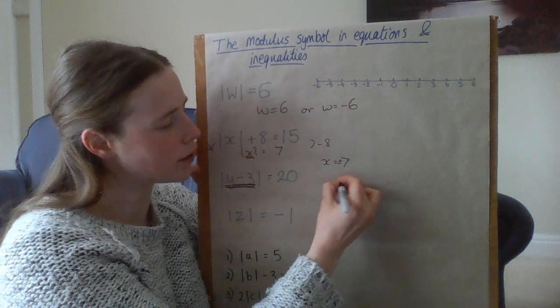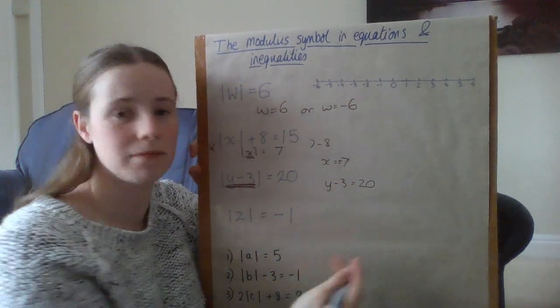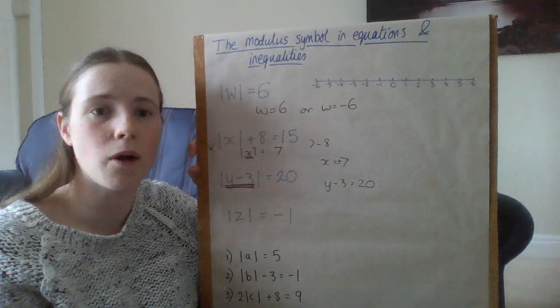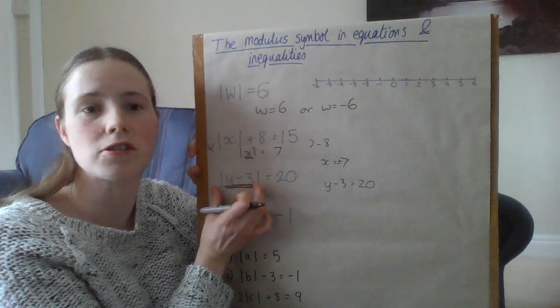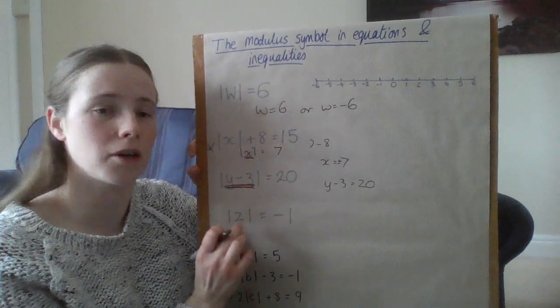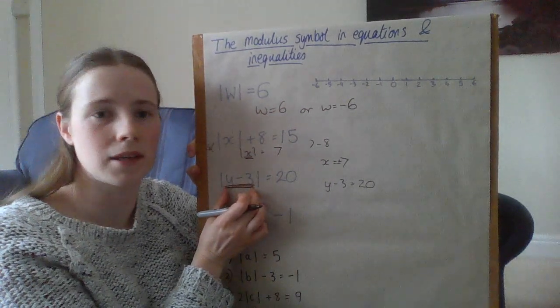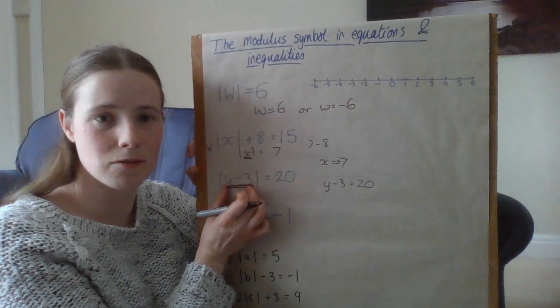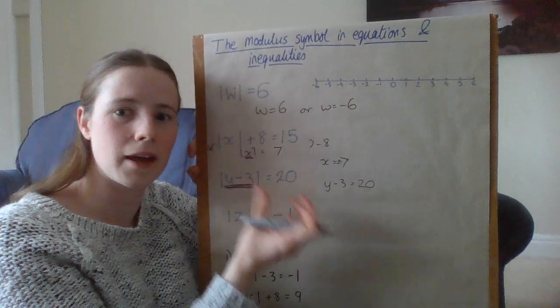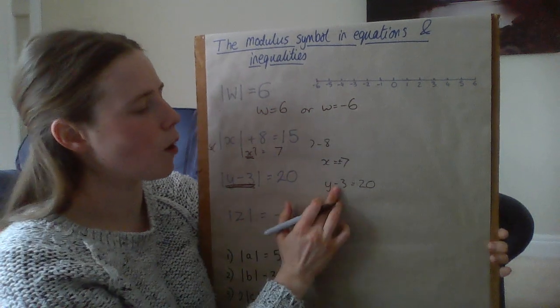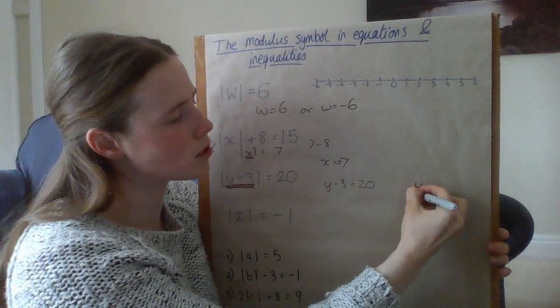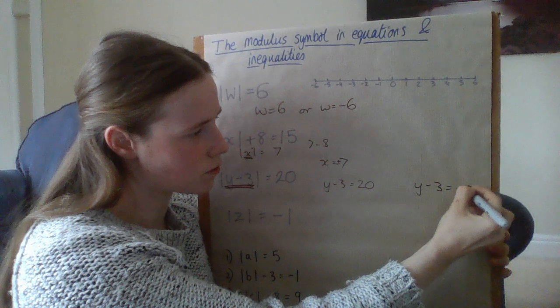If y minus 3 came out as positive 20 straight away, then I've definitely got there. Because if this is 20, modulus of 20 is 20. But I can also have it coming out as negative 20. Because if this bit here comes out as negative 20, when I then do the modulus to it, it comes out positive. So I can make y minus 3 20, and I can also make y minus 3 negative 20.